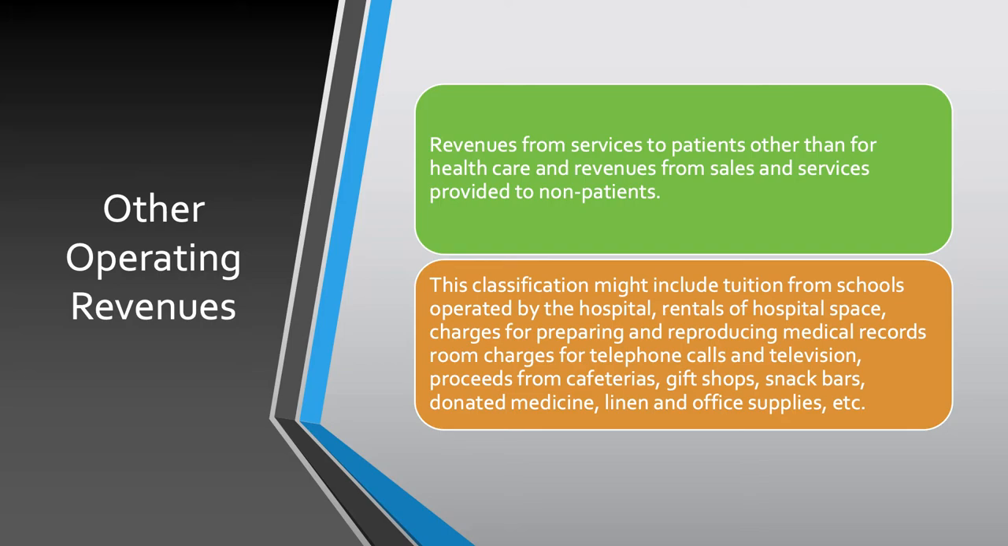room charges for telephone calls and television. When you have a room, and if you're the patient, you want to just watch television, so you want the television to have cable subscriptions. Of course, it can be provided, but it will be for a fee. And maybe telephone charges if you want to call outside of the hospital. So that's also one. And proceeds from, as I've said earlier, cafeterias, gift shops, snack bars, donated medicine, linen, and other office supplies, etc. So that's for hospitals.